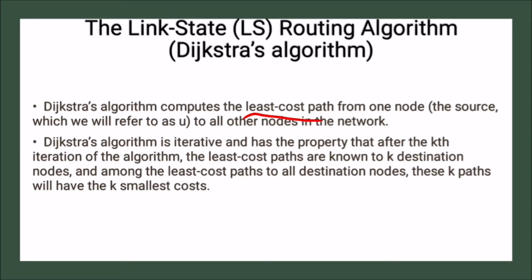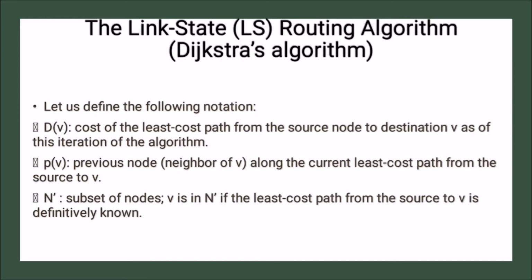Dijkstra's algorithm is iterative and has the property that after the kth iteration of the algorithm, the least cost paths are known to k destination nodes, and among the least cost paths to all destination nodes, these k paths will have the k smallest cost. So at the end of the kth iteration, it will give the least cost paths.